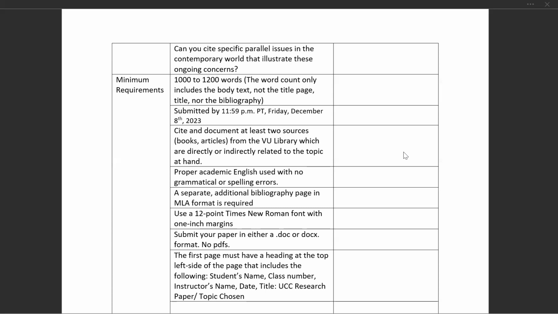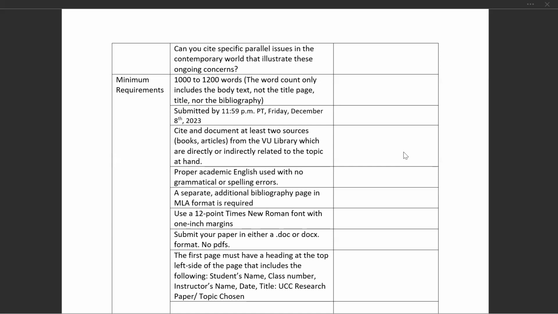Having a minimum of 2 sources from the VU library is also critical. Proper academic English, for instance, is quite important. You don't want multiple errors per page. You might want to have somebody proofread this for you if you're not good at it. I'm actually not very good at proofreading my own writing, so it's good to have somebody else do it. Or use a program like Grammarly. Don't forget that Microsoft Word has quite a good built-in spelling and grammar checker.